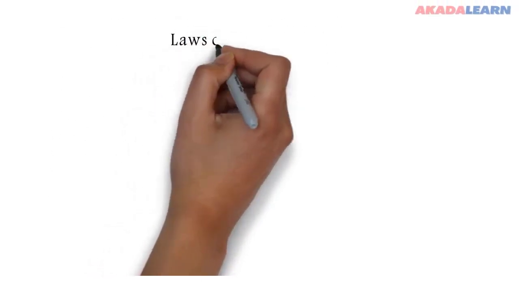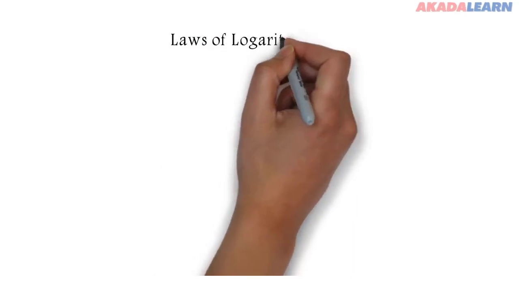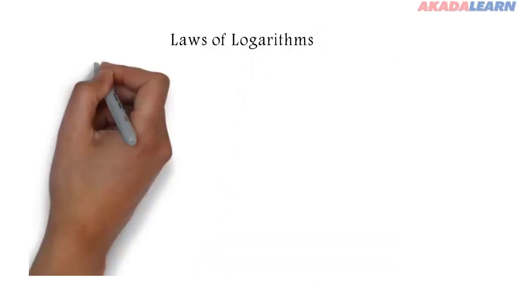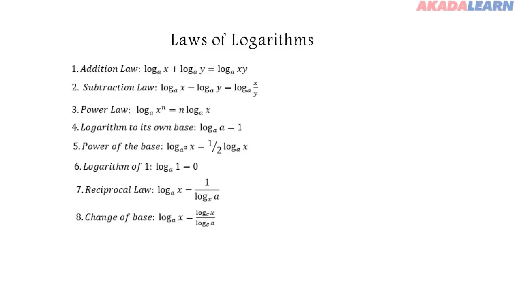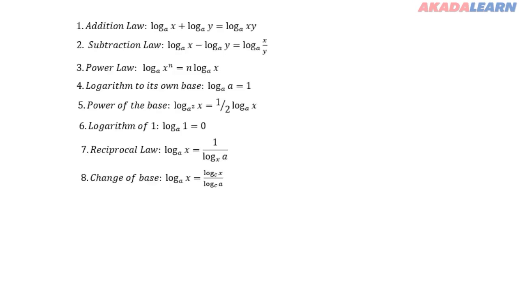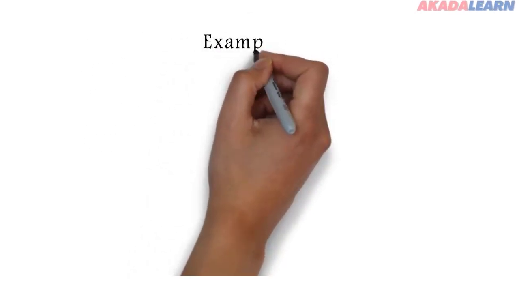Okay. Let's now go to the laws of logarithm. These laws are going to help us in solving logarithms. We have the addition law. If two logarithms are added together and they are in the same base, just multiply the numbers and write the base. That's what the addition law says. So run through all the laws, note them down, because we are going to be applying them. We are going to be using them in solving questions. Okay, so let's move ahead.